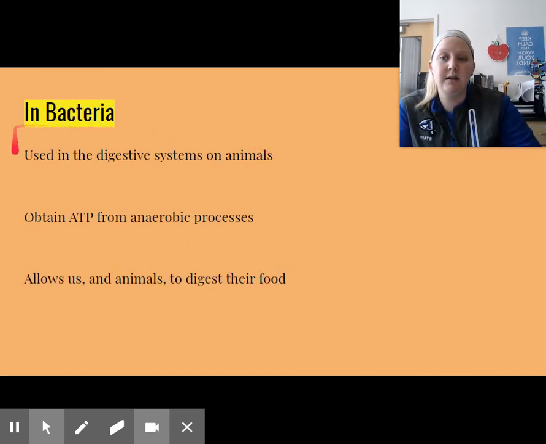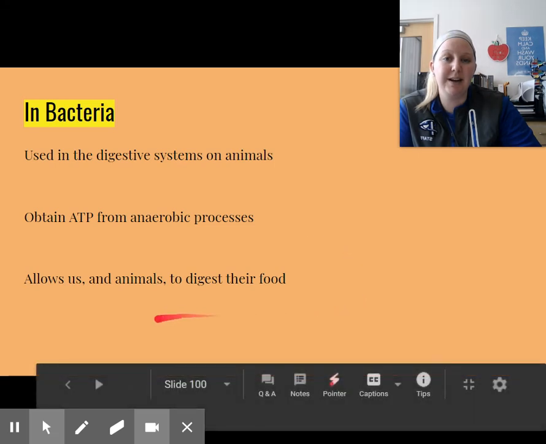In bacteria, we use this in the digestive system of animals. This obtains ATP from an anaerobic process, allowing us and animals to digest our foods properly.